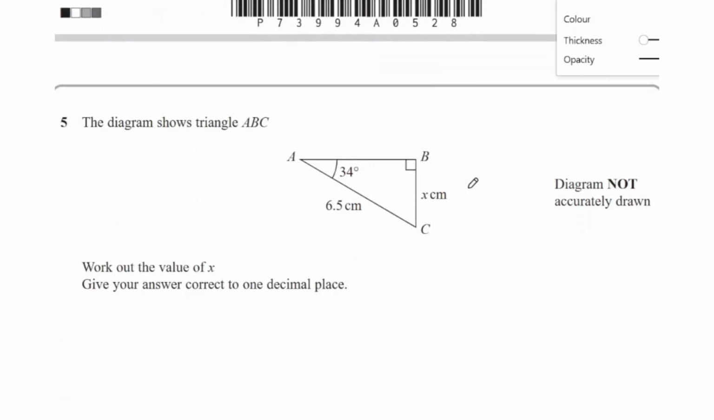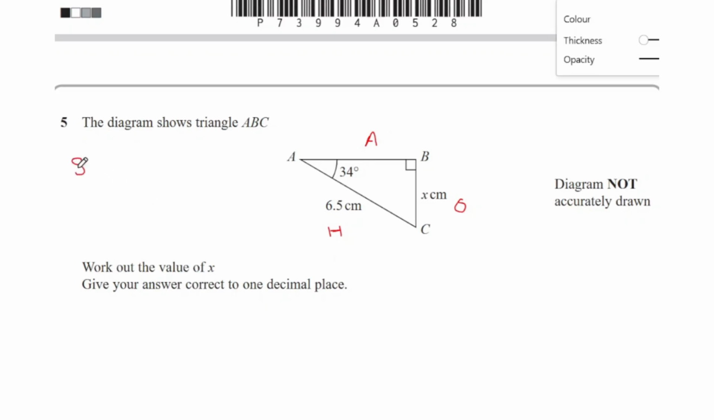Let's look at question number 5. Question number 5 shows that the diagram shows triangle ABC. So this is a right angle triangle and the angle is in bold. So it means we're going to use SOH CAH TOA. So this side is opposite. This side is opposite of 90 degrees, so that's the hypotenuse, and this is adjacent. Okay. Work out the value of x.